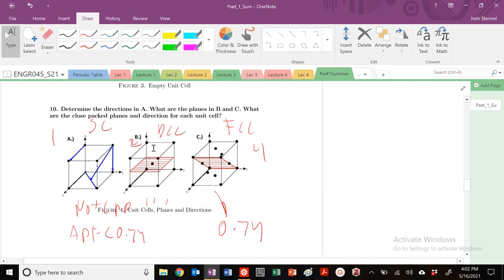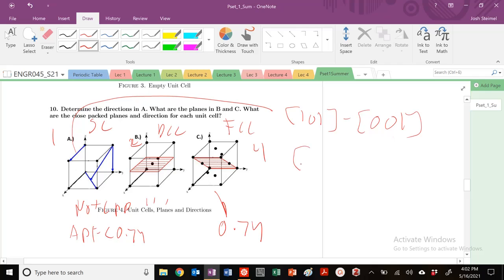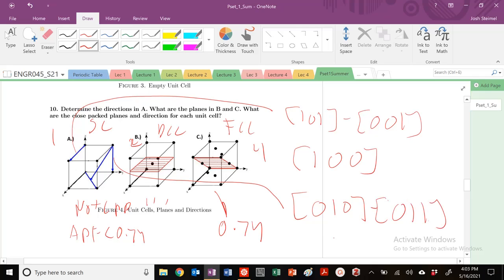Determine the directions in A. So let's go ahead and kind of write these out. So what's my finish? 1, 0, 1. What is my starting point? 0, 0, 1. So what's my direction? As we kind of might anticipate, 1, 0, 0. There we go. What about this direction over here? My finish is 0, 1, 0 minus my start, which is 0, 1, 1. So what is my ending direction? 0, 0, 1 half.